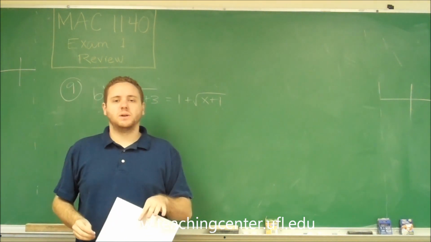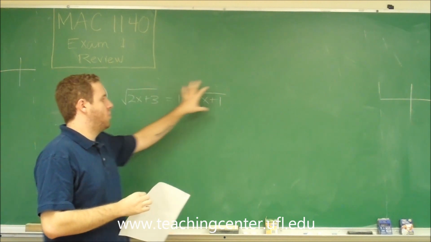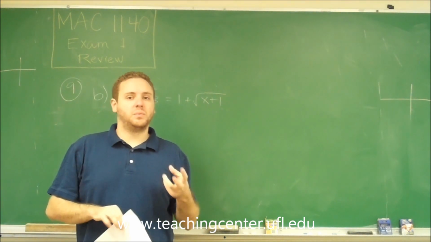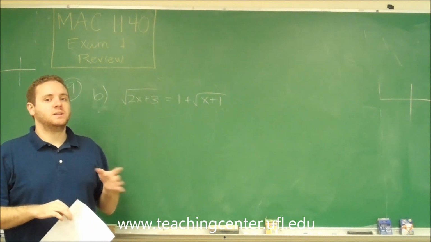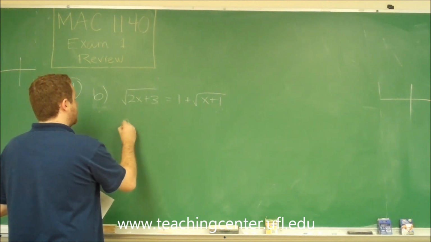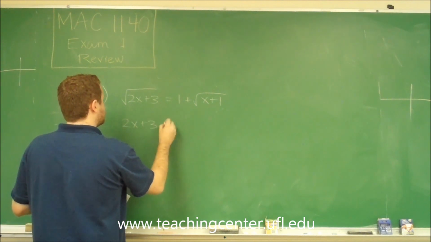So we're going to want to square both sides, and that will get rid of this one. It won't completely get rid of that one, so we're going to have to do it again afterwards. But remember, we're going to have to check our answers anyway. This one just adds an extra step of work here. So if we square both sides, we get 2x plus 3.